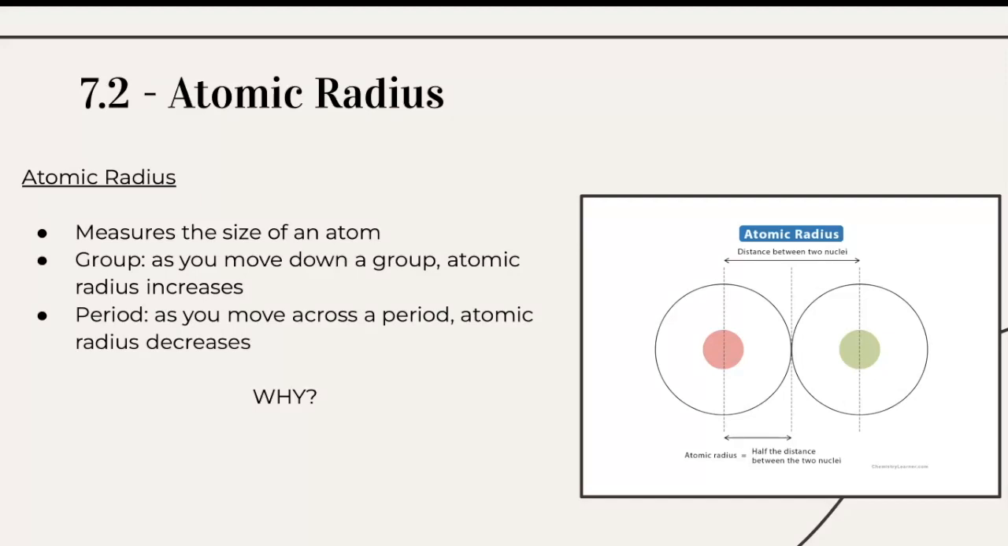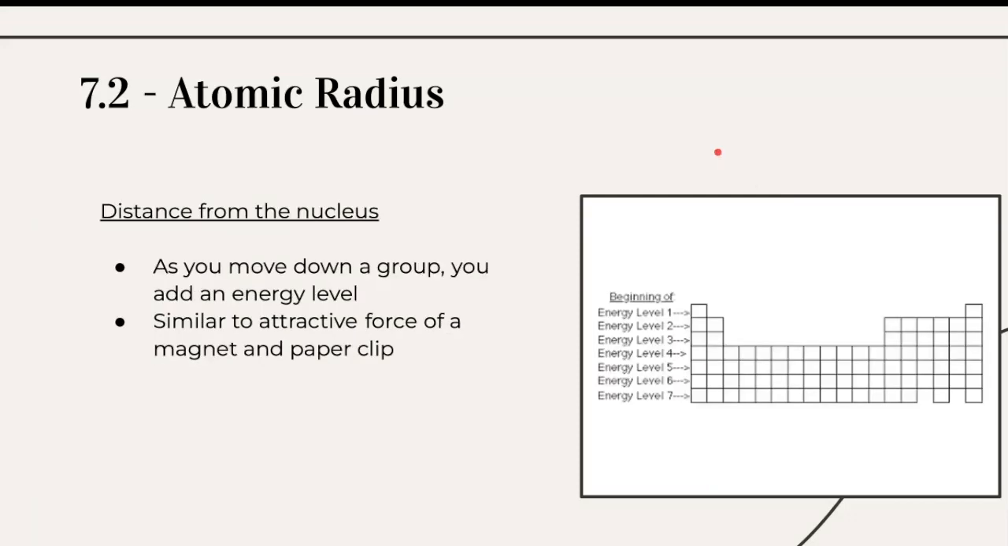To be able to answer that question, we need to understand two concepts, which include distance from the nucleus and effective nuclear charge. Alright, first I'll be covering distance from the nucleus, which is going to explain why as we go down a group, atomic radius will increase.